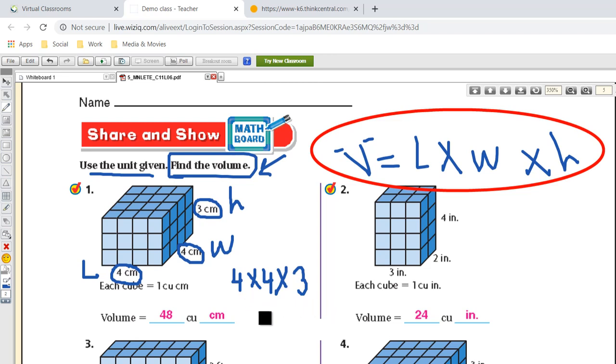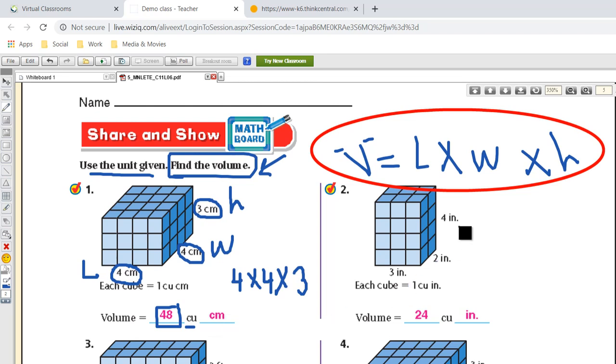4 multiplied by 4 multiplied by 3. 4 multiplied by 4 equals 16, multiplied by 3 equals 48. Cubic what? Cubic centimeter, because the measure is here in centimeters. So you have to write it with cubic centimeter.